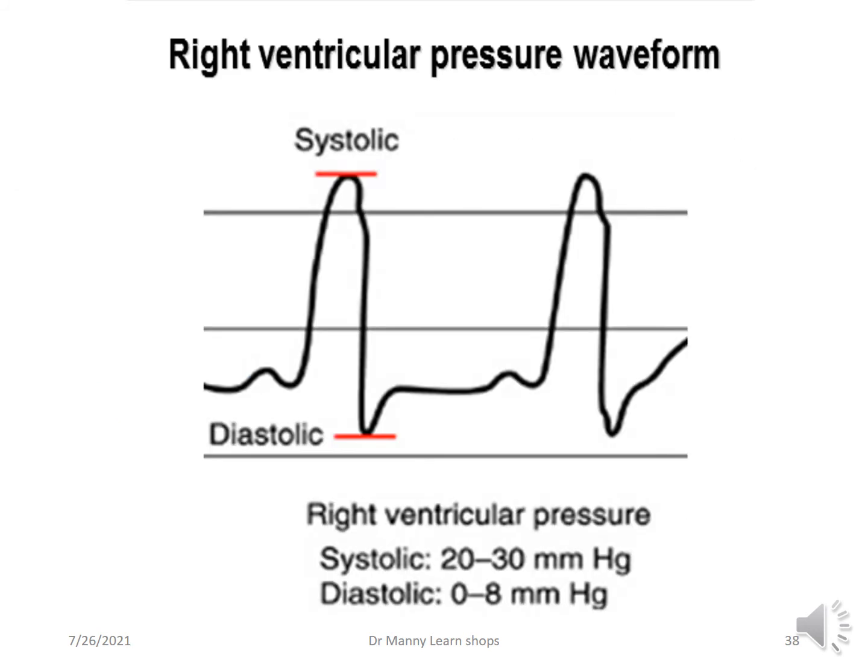So when you look at it, there's a systolic component and there's a diastolic component. The diastolic component is identical to the right atrial component, 0 to 8, but the systolic component will be much larger, 20 to approximately 30 millimeters of mercury.